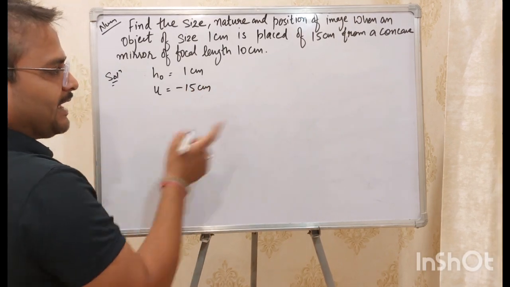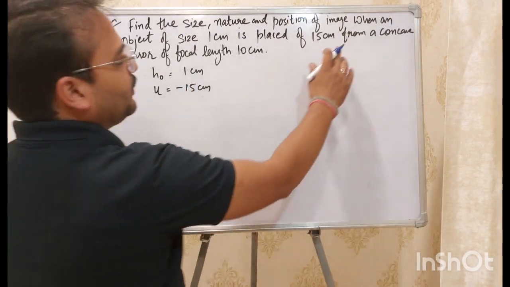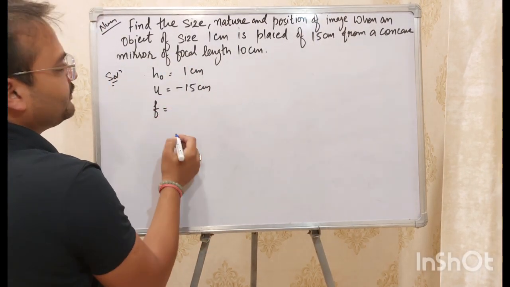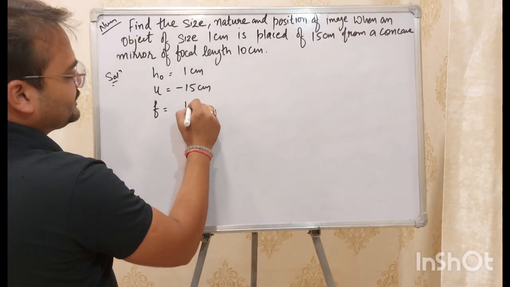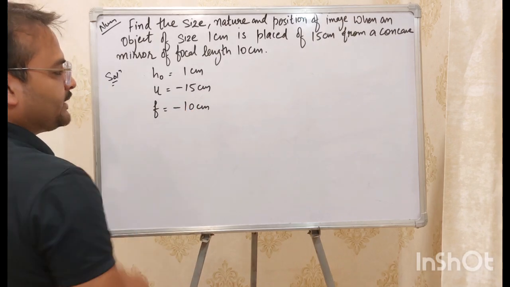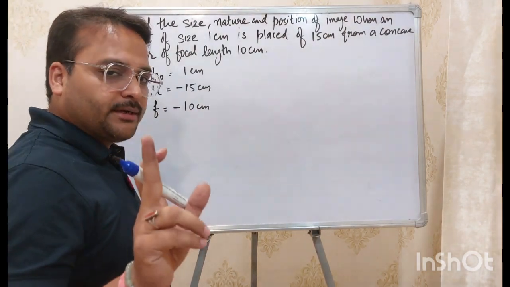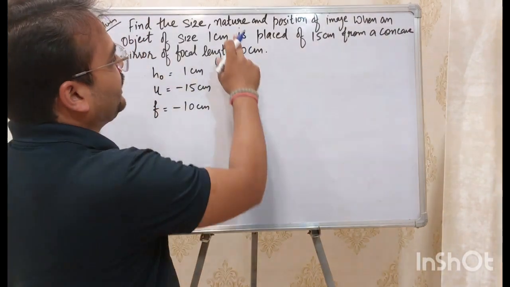Minus U we will consider; I will tell you about why the minus sign is there. From a concave mirror of focal length 10 centimeter, they have given. This value also we will consider negative. So first of all, without using the pen, I have told you about it: the nature of the image we are going to find.